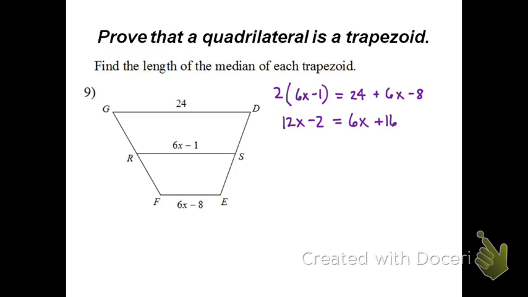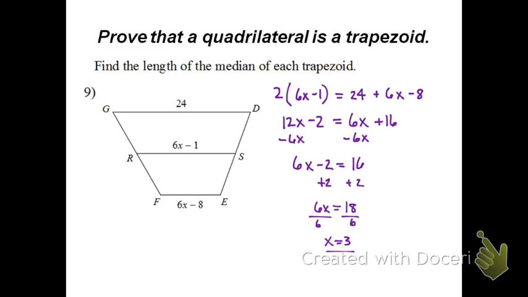Now, let's solve. Subtracting 6x from both sides, we have 6x minus 2 is equal to, slide that 16 over, got plus 2 here, and we are on our way to stardom. Okay, 6x equals 18. Now, 6 times what is 18? Well, divide by 6, x equals 3.